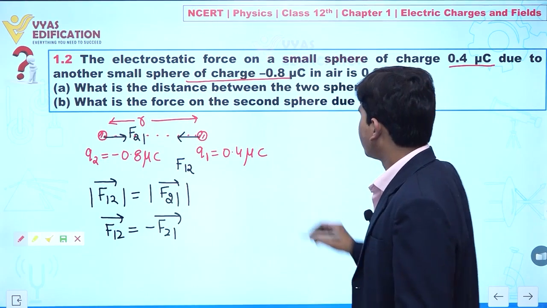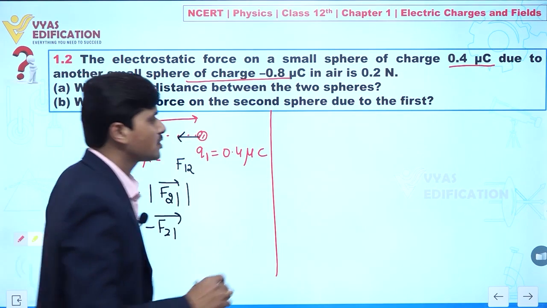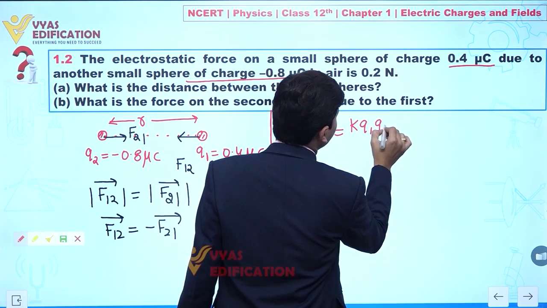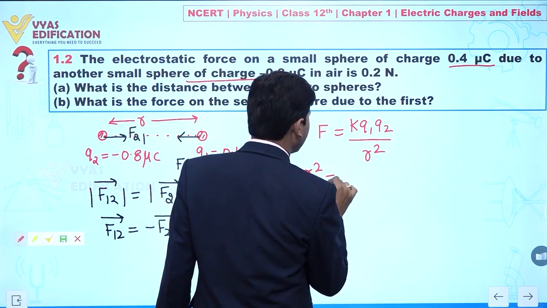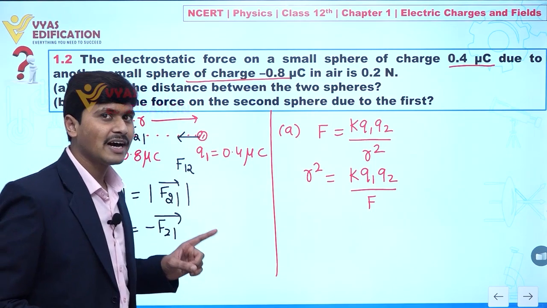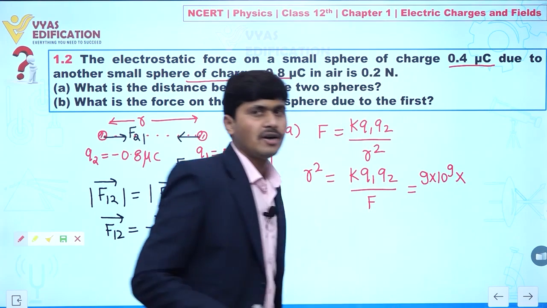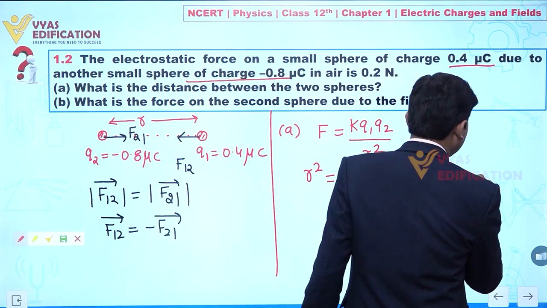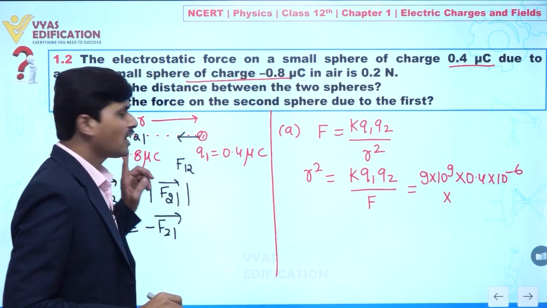Now listen carefully. What is our first objective? The first objective is to calculate the distance between the two spheres. So we can write F is given by K Q1 Q2 divided by R square. Our objective here is to calculate R. So R square equals K Q1 Q2 divided by F. The value of K is 9 into 10 to the power 9, multiplied by Q1. The value of Q1 is given, 0.4 microcoulomb, so I can write 0.4 into 10 to the power minus 6, multiplied by Q2. The Q2 value we have is 0.8.